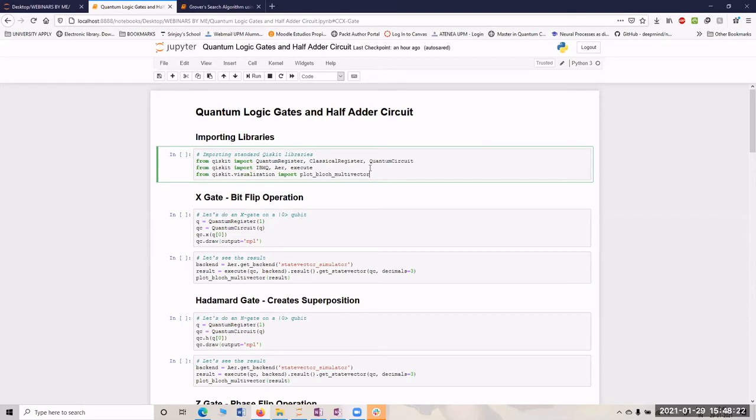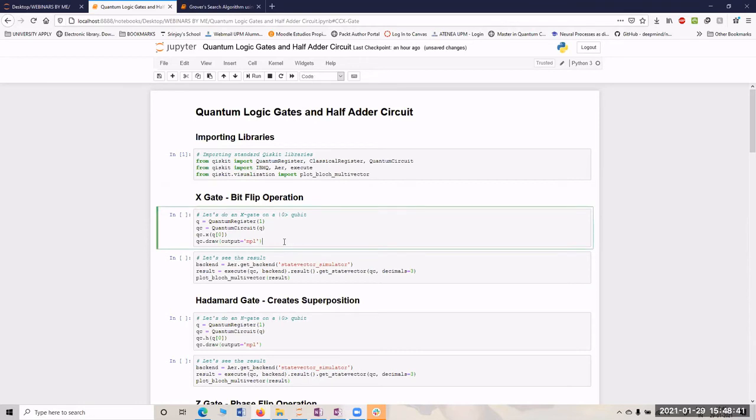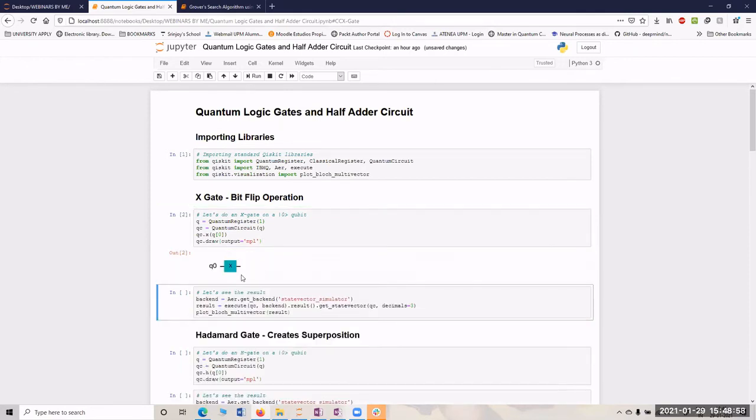First we import some libraries. So let me start executing the cells. First we import the Qiskit library, which will enable you to make quantum circuits. And we perform an X gate, which is a bit flip operation. As I told you, it's the same as the classical logic NOT gate. If we do an X gate on a 0 qubit, it will transform it into a 1 qubit. And this is how the circuit looks visually.